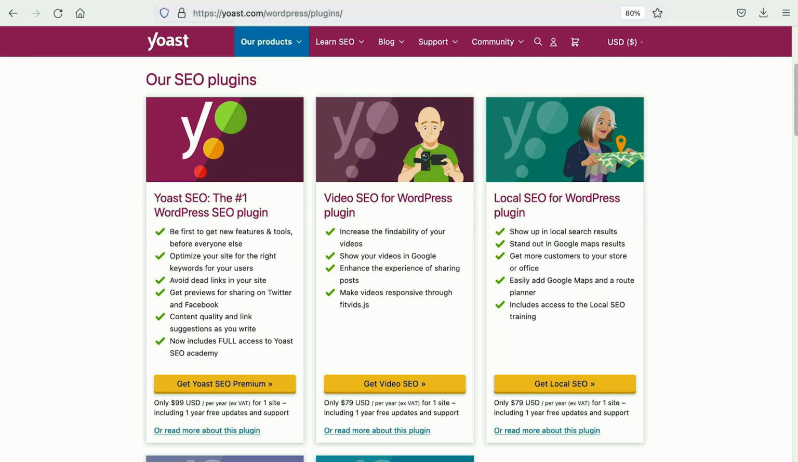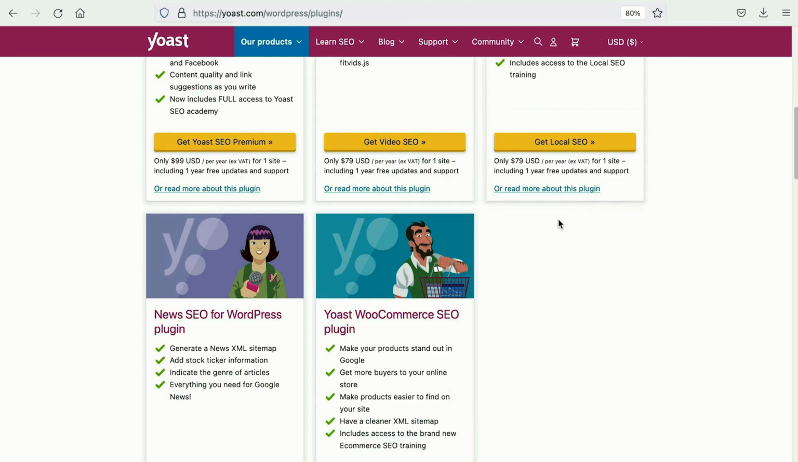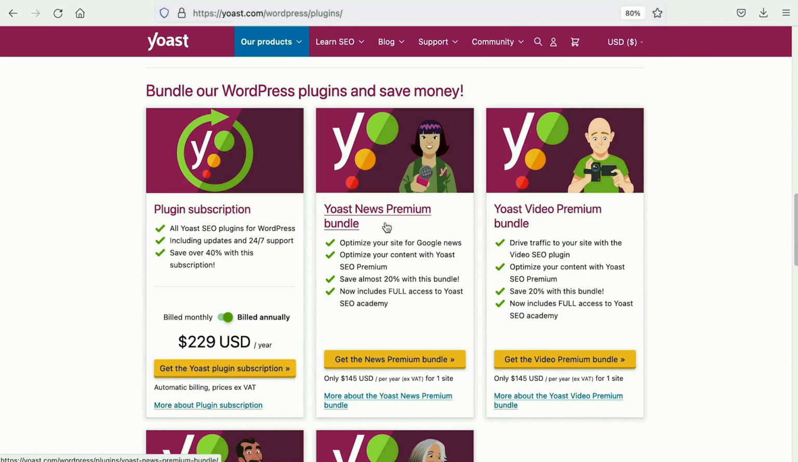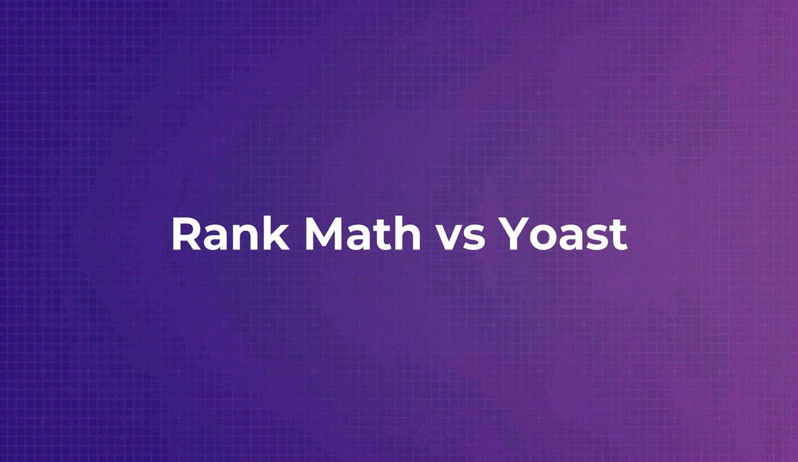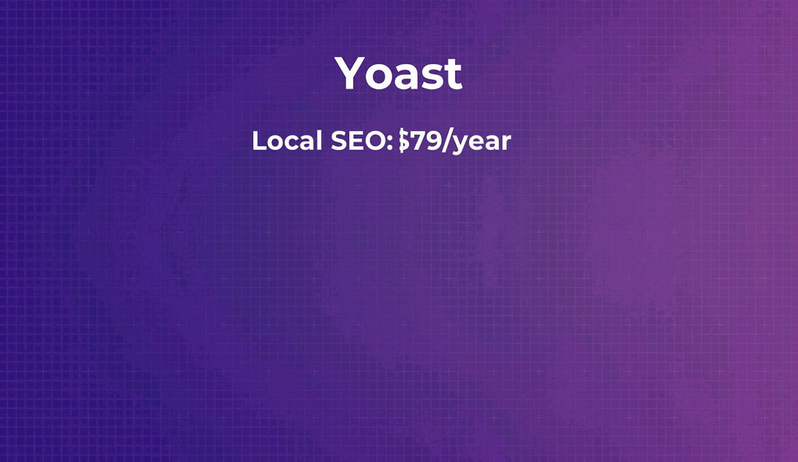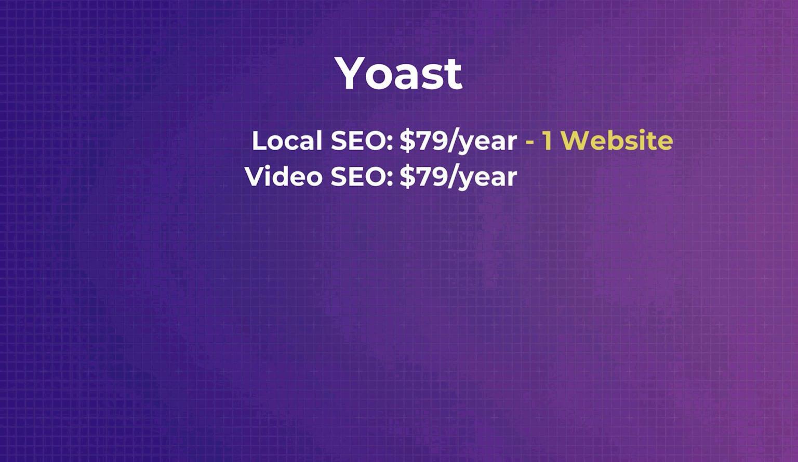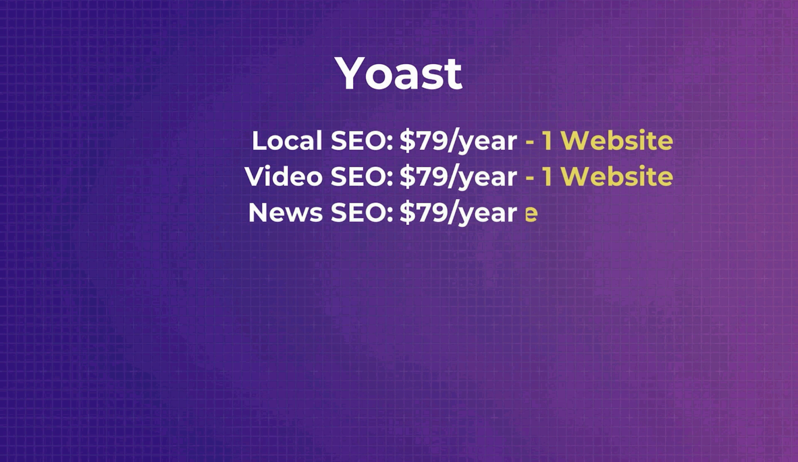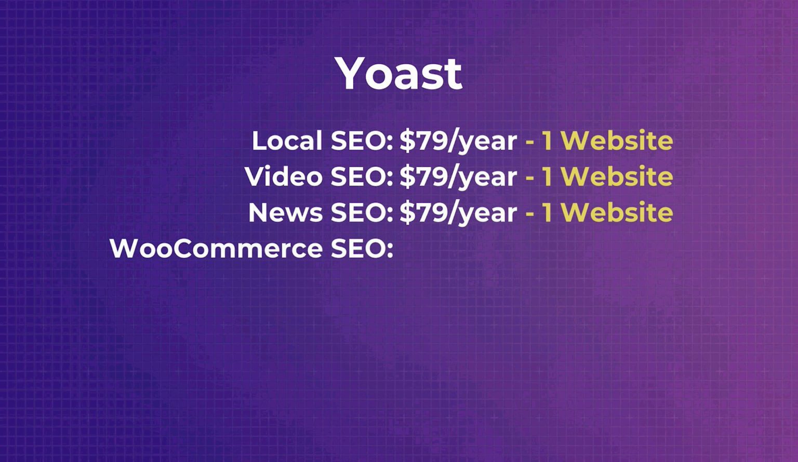However, in Yoast, you have to purchase each feature separately or in a bundle, but that's just for one website. Let me put the prices side by side to see the difference. As we have mentioned, the Local SEO costs $79 per year for one website, Video SEO costs another $79 per year for one website, News SEO adds another $79 per year, and WooCommerce SEO adds yet another $79 per year.